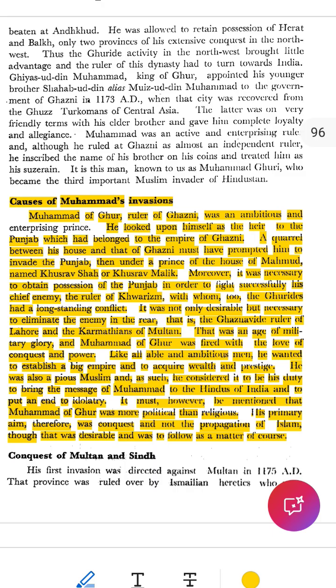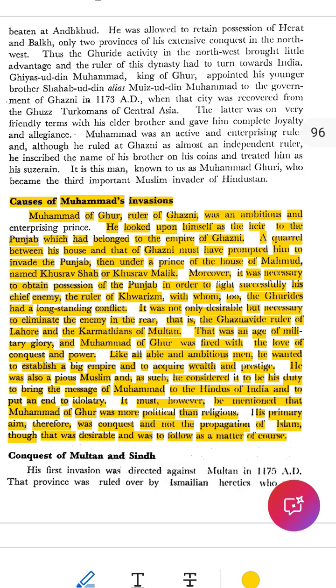During that time, conquering lands was the main way to become powerful, rich, and respected. His invasions of India, especially in the late 1100s, were not caused by one single reason. Instead, they were caused by many connected reasons, which we can understand in the following points.